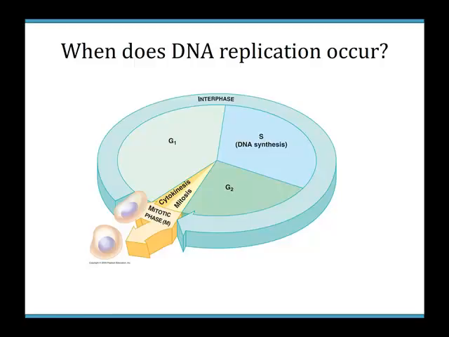We're really going to focus on DNA replication here, and just a reminder, DNA replication occurs during S phase of the cell cycle. If you recall, we have G1 followed by S, then G2, and then we actually divide during mitosis or meiosis. Well, we're going to look at what happens during S phase. So DNA replication only happens during S phase.